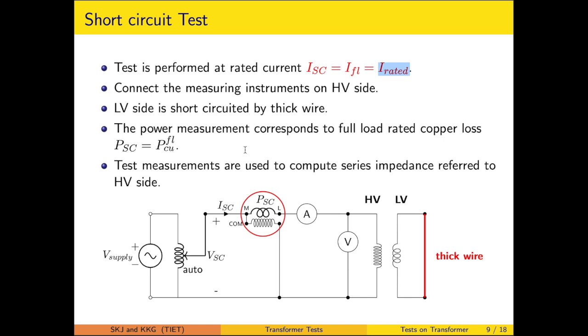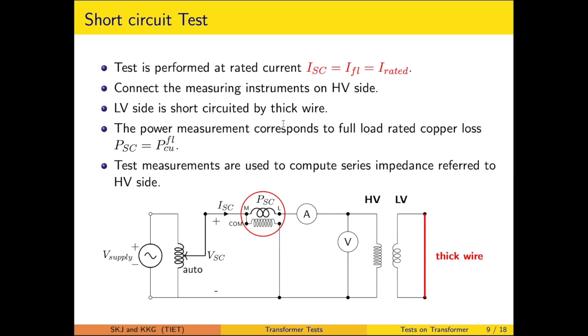Here we will be using thick wire, because very heavy current will flow on the low voltage side. This is a similar arrangement for the power and voltage measurement. The only thing here is that the autotransformer usage is a must, because the test is to be carried out at rated current. That rated current is achieved at very low voltage in comparison to the rated high voltage side voltage, about 5 to 6% of it. So we will be gradually varying the voltage until the rated current flows.